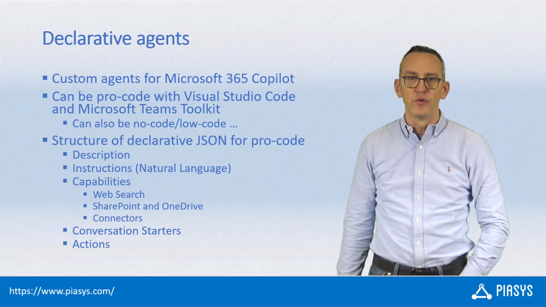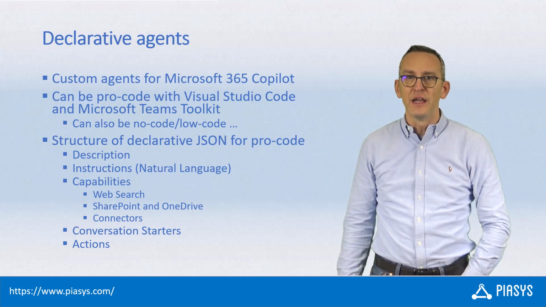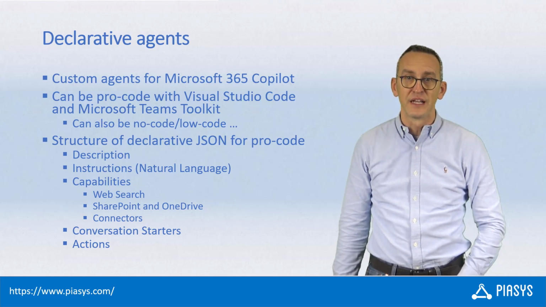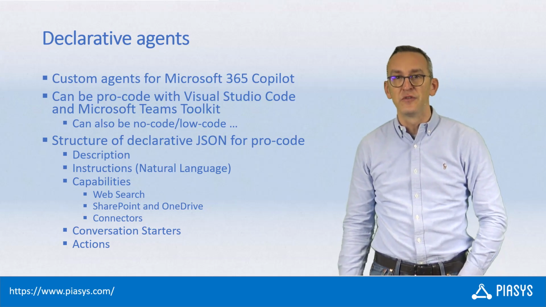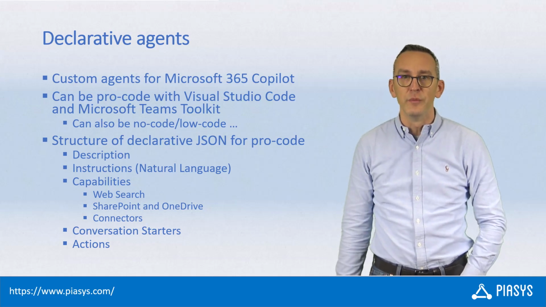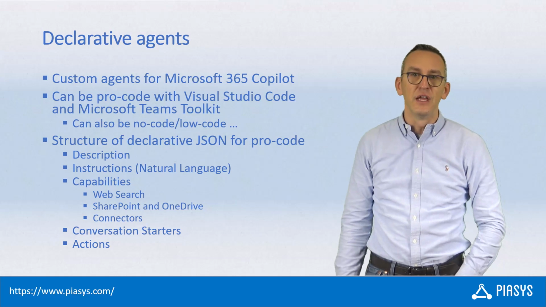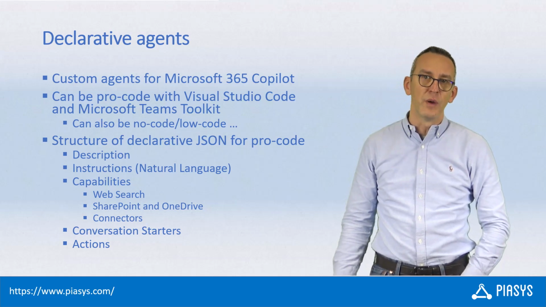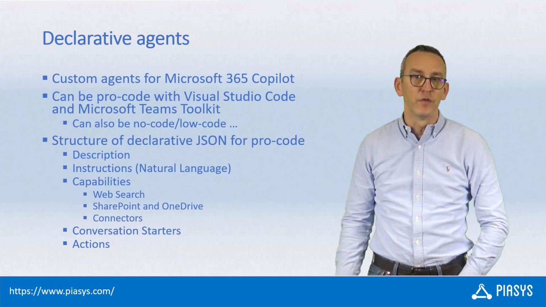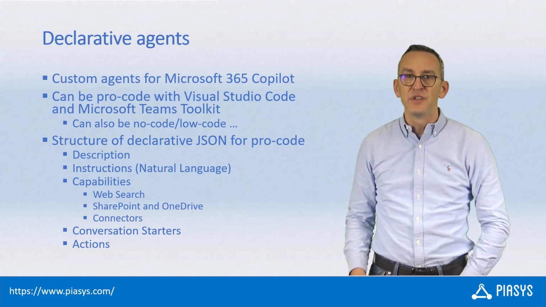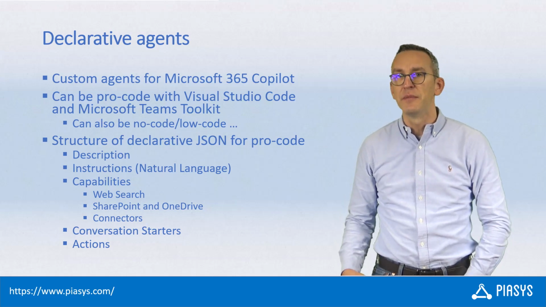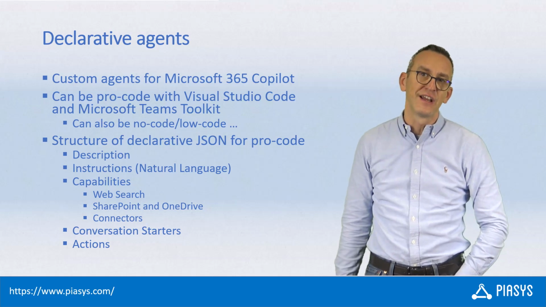In the pro-code approach, we can create a JSON file which will declare a set of settings, including a description for our custom declarative agent, the instructions in natural language that will be provided to the declarative agent to define what the behavior will be for the agent, a set of capabilities, including, for example, the capability to rely on web search or on SharePoint and OneDrive documents or on Microsoft Graph connectors, as well as a set of actions which can rely on an external REST API, as well as a set of conversation starters to help the users to begin their experience using the declarative agent.